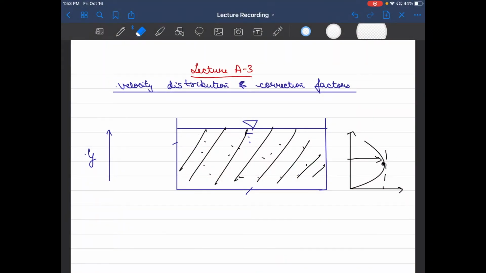Hello students. Now that we are familiar with basic classification of flows, it's time to go ahead in the concepts and talk about velocity distribution and correction factors across the cross section of a channel.